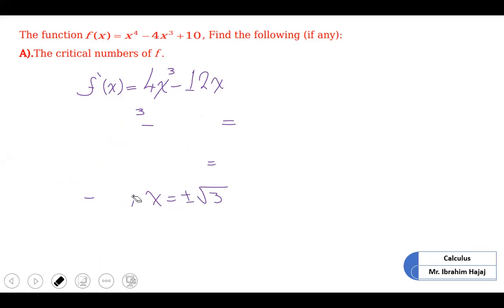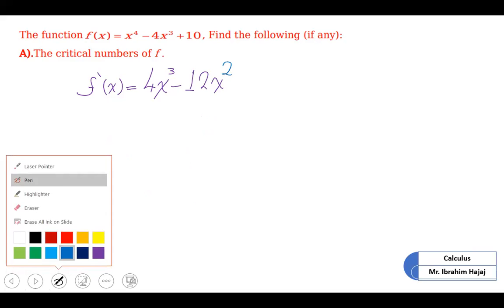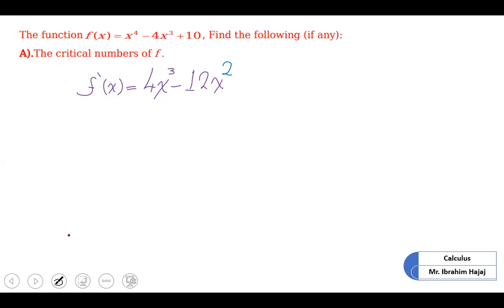Since I made a mistake here in dropping down the exponent, I forgot to do it. So let's do this question again, guys. The function f of x equals x to the 4 minus 4x cubed plus 10. Okay, so when we found the first derivative, it's 4x cubed minus 12x to the power 2. And this is my mistake, I forgot this 2, and so my answer was not correct.